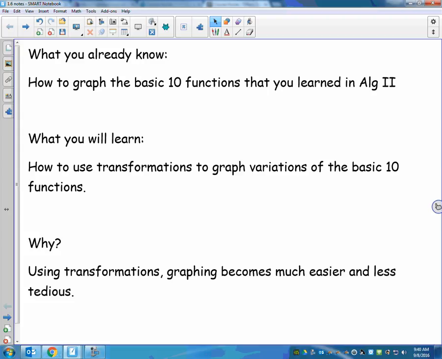all the ones on Math Excel were multiple choice, pick the right graph. Homework is not going to be, your test is not going to be multiple choice, pick the right graph, so I'm making you graph by hand today. But using transformations, graphing becomes much easier and less tedious and fun, we should say.